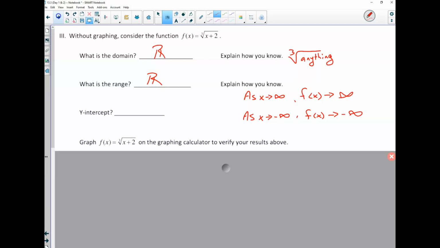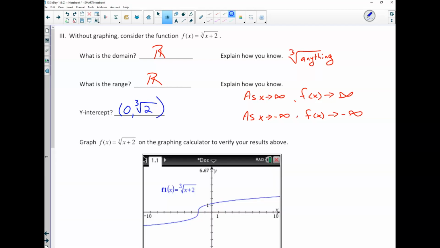What was the y-intercept? Well, it doesn't take a rocket scientist to put a 0 in for x. And what is 0 plus 2? Well, that's 2. That would be the cubed root of 2, of which I do not know without my calculator. Well, check it out. There it is. That is our graph, our domain, our range is on it, and our x-intercept is there. Our y-intercept is a little bit more than 1.